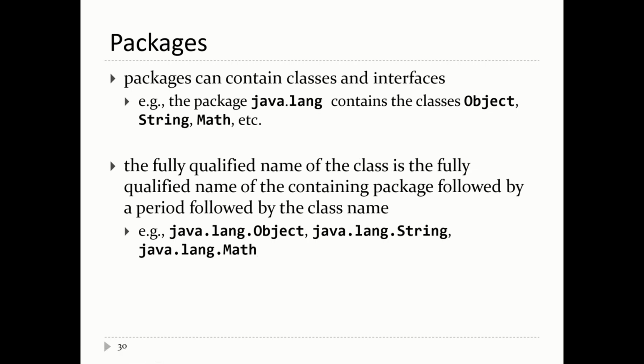Inside a package, you are allowed to place other packages and classes or interfaces. So inside java.lang, you'll find the classes String and Math and this thing called Object. Just like packages, classes also have fully qualified names. The fully qualified name of a class, like String, is the fully qualified name of the package it's in, followed by .String. So the fully qualified name of String is java.lang.String.